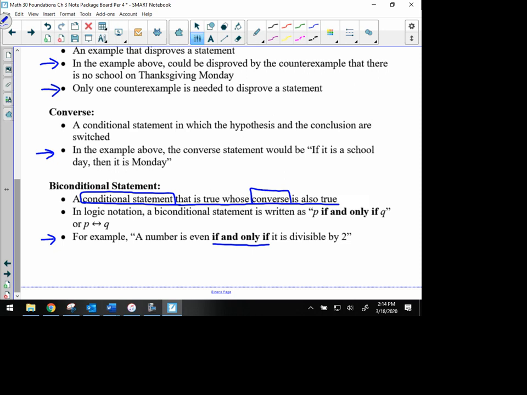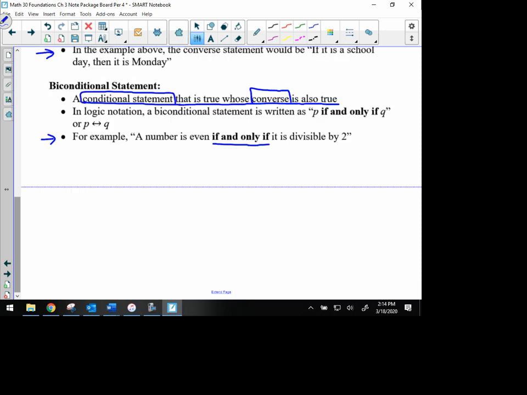There's this phrase, if and only if, that's used with these biconditional statements. So if it is true both ways, and we'll talk about this statement with that in mind, then we use this phrase, if and only if. So the conditional statement here would be, if a number is even, then it is divisible by 2. That's the conditional statement.